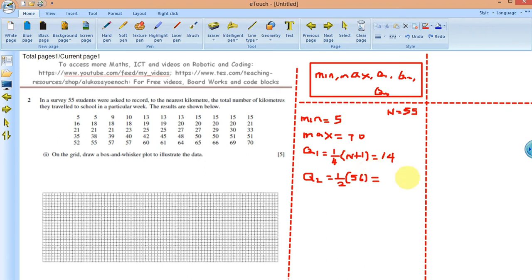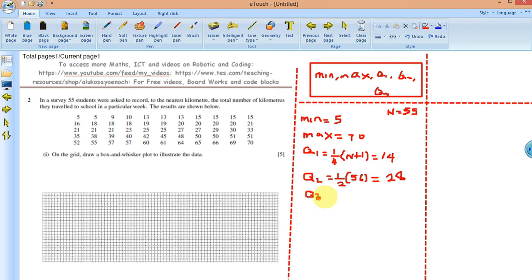Since this is a video and you are listening, I need not write everything. Just listen to what I'm saying, guys. 56 divided by 2 is 28, so data position 28 will give me the median. Then finally I need the upper quarter, that is Q3.